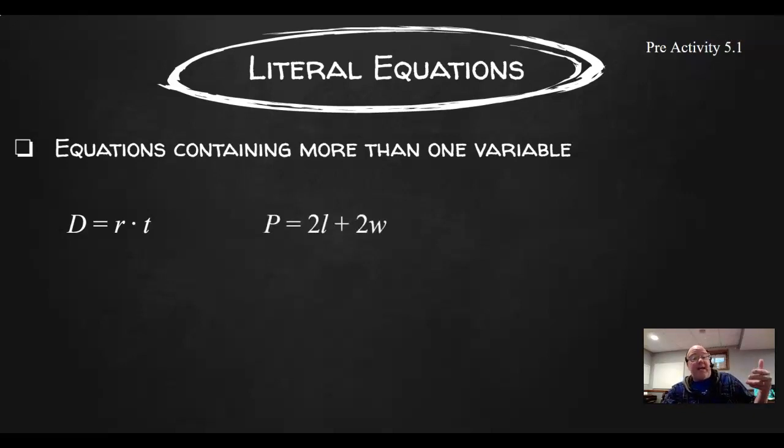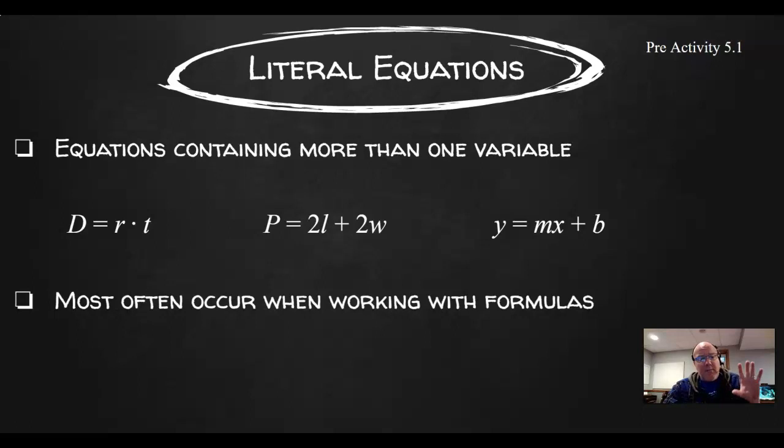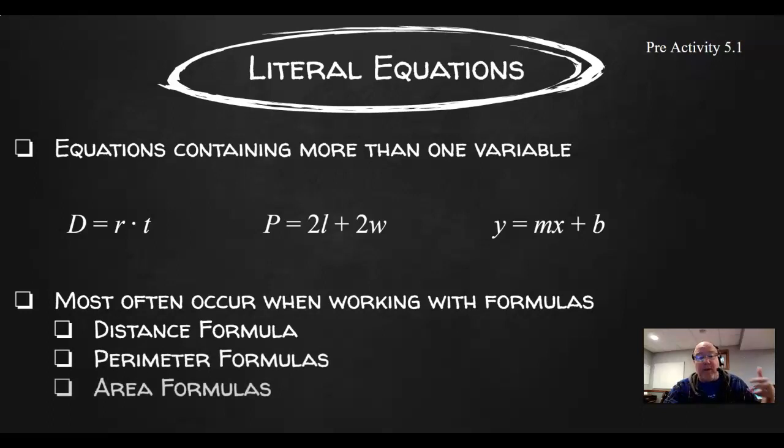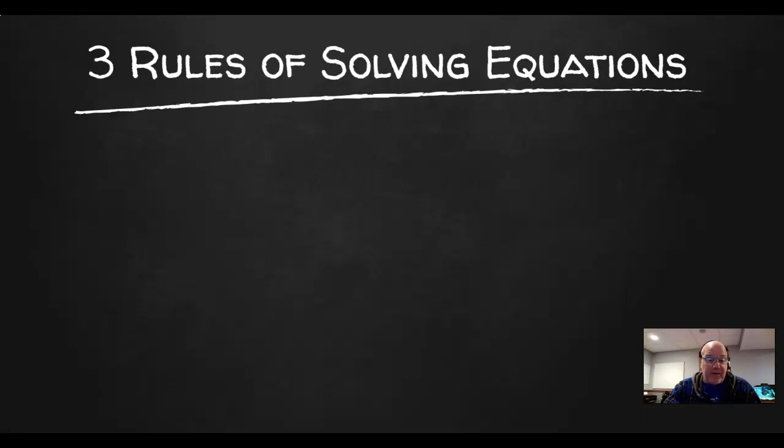We could have P equals 2L plus 2W, or perimeter equals 2 times the length plus 2 times the width. P will depend on what L and W are. You've even seen these in linear equations where we have y equals mx plus b. Most of the time you're going to see literal equations when we're working with formulas. We have the distance formula, perimeter formulas, area formulas. This is where literal equations appear most often, even the quadratic formula.